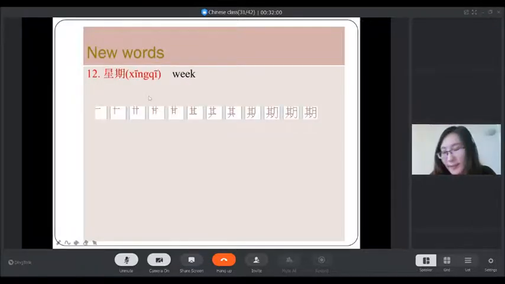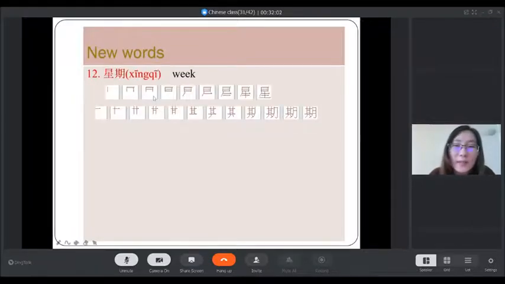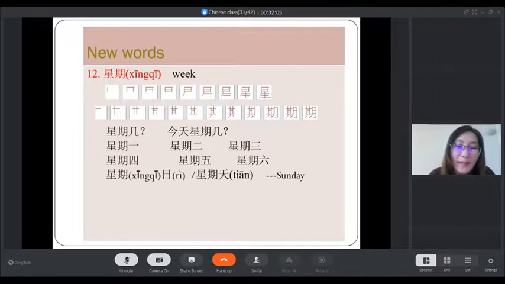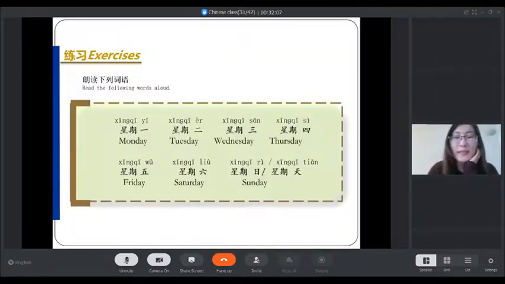And next one is 星期. So we say 星期一 Monday. 星期二 Tuesday. 星期三 Wednesday. 星期四 Thursday. 星期五 Friday. 星期六 Saturday. 星期日 or 星期天. So that's 7 days in a week.